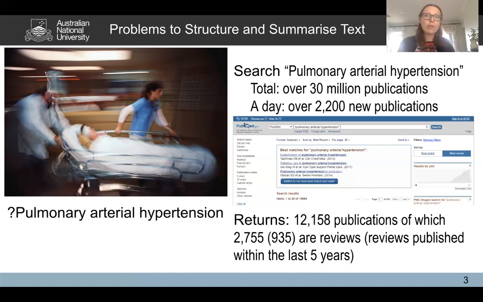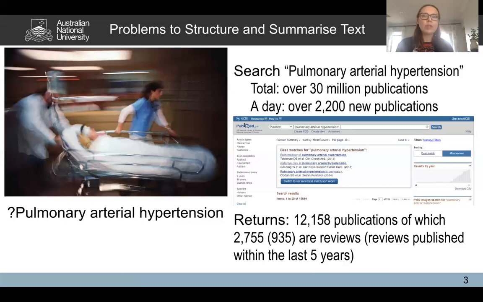PubMed has over 30 million publications indexed, and every single day we get thousands of new papers being added. So this search of mine returns over 12,000 publications, of which 2,755 are reviews. So I can restrict or limit my search, and I'm doing it only for reviews so that I can get the systematic evidence from the original studies that way. So utilizing both the human power to write the systematic reviews and then the search engine's power to find just the reviews and not the original papers.